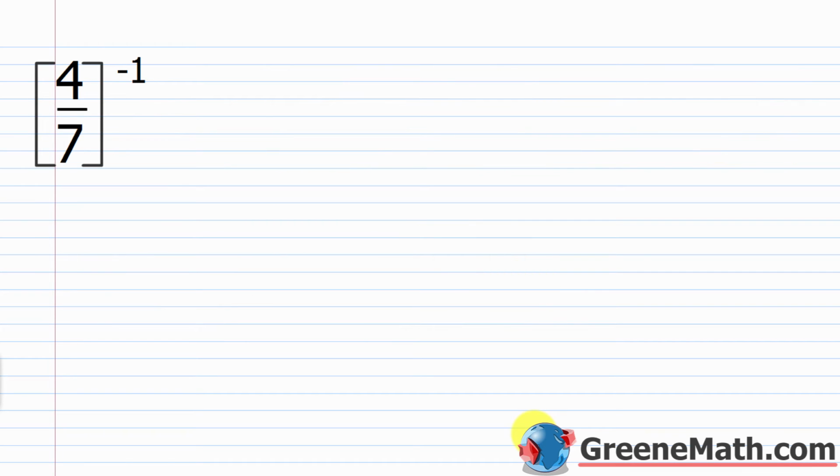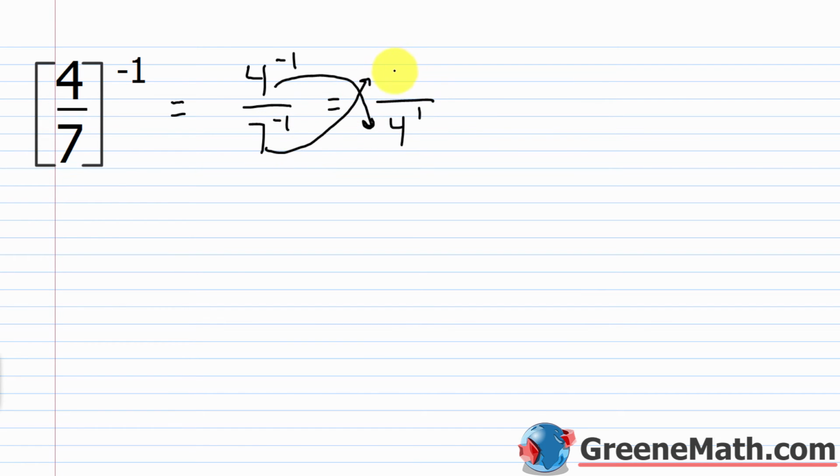So let's look at some quick examples here. We have 4/7, and this is raised to negative 1. So using our rules from our last lesson, we know we can write this as 4 to the power of negative 1 over 7 to the power of negative 1. And then what we just learned is we can take this 4 and drag it down here, raise it to the power of positive 1. We can take this 7 and drag it up here, raise it to the power of positive 1. So this is 7 over 4.